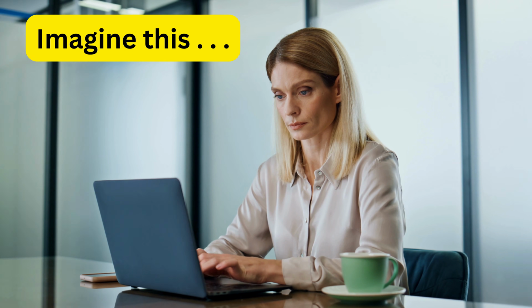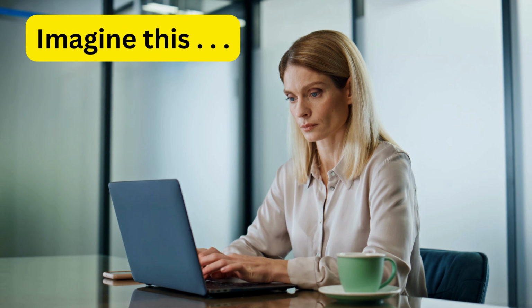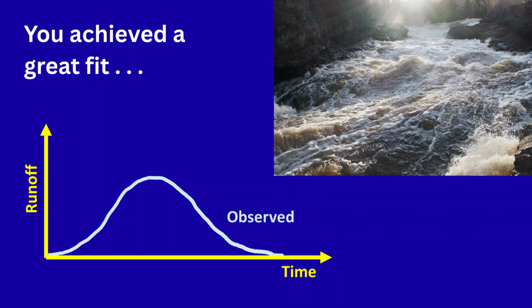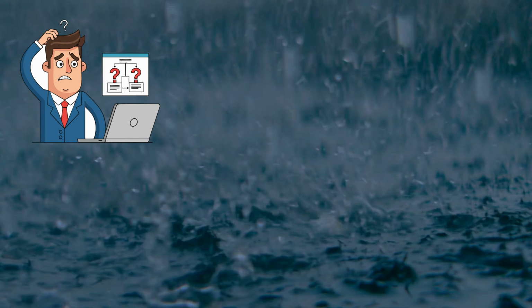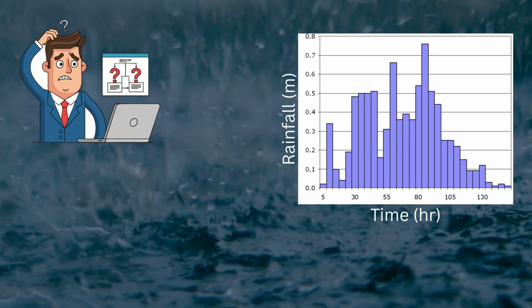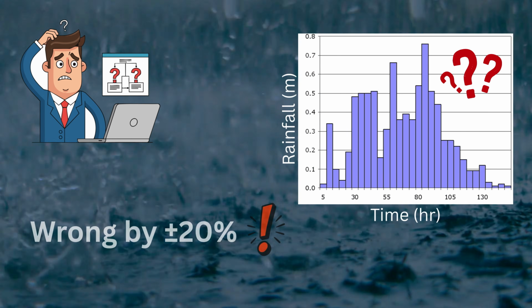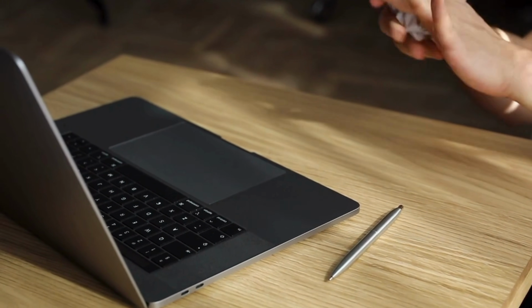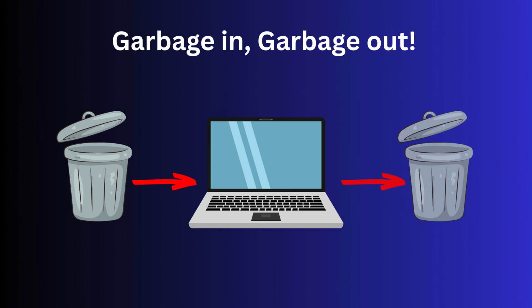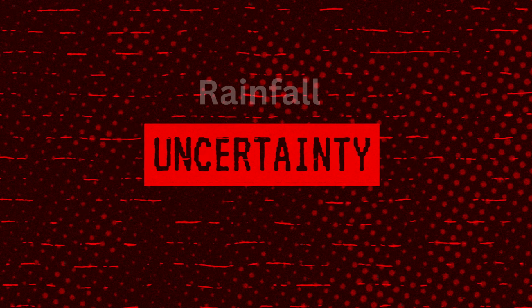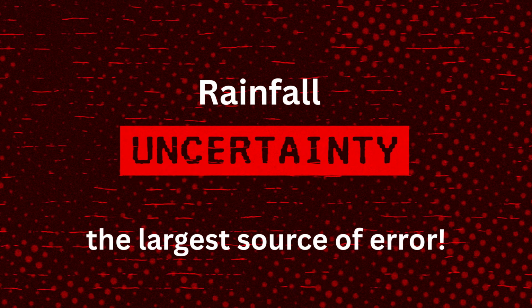Imagine this. You have spent weeks calibrating your rainfall runoff model. You achieved a great fit between simulated and observed hydrographs. But here's the problem. What if your rainfall input, the very thing driving your model, is wrong by plus minus 20%? Suddenly, all that careful calibration doesn't matter anymore. This is the classic garbage in, garbage out problem.